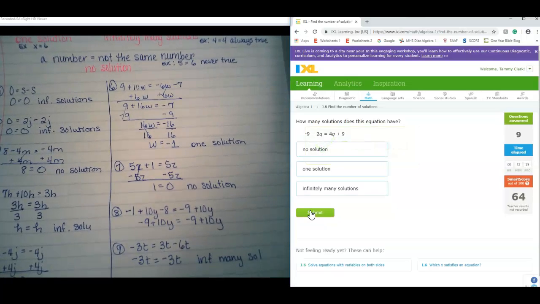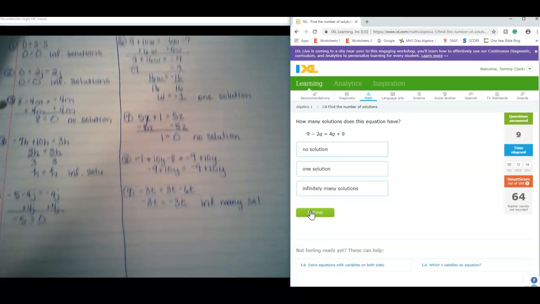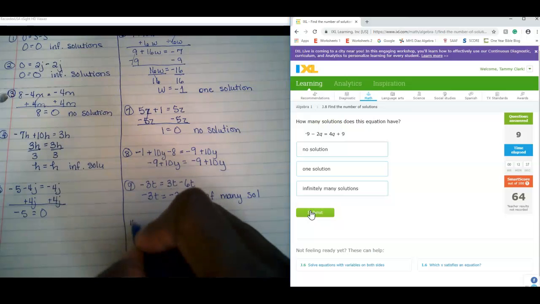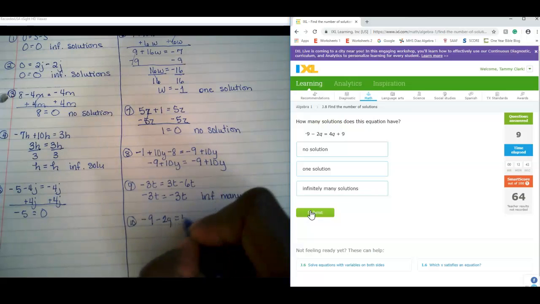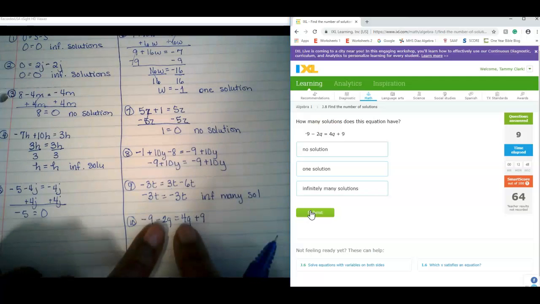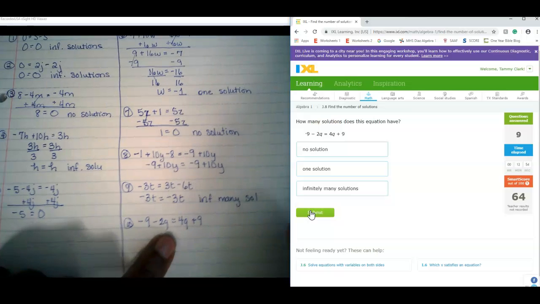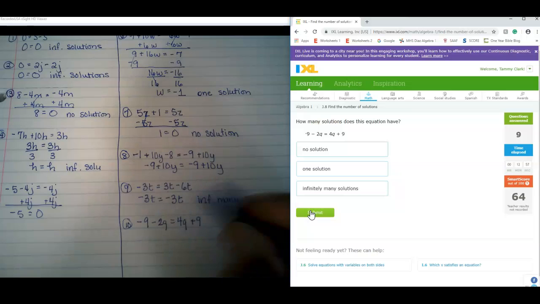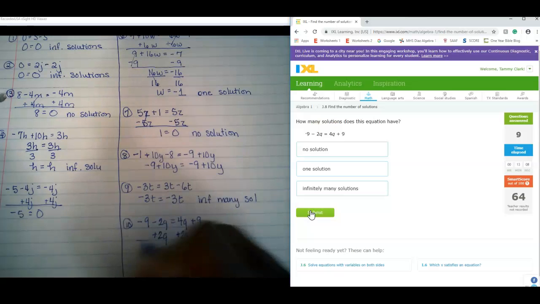All right, let's go ahead and look at number 10. We have negative 9 minus 2q equals 4q plus 9. Now you may notice that when the coefficients of the variables are different, that we end up with a solution. Let's see if we can test that hypothesis. So 4 is larger, 2 is smaller, so I'm going to move 2q to the other side of the equation by adding it to both sides.